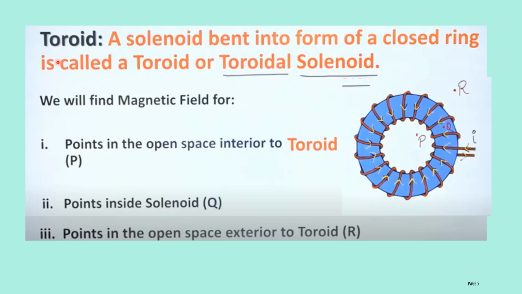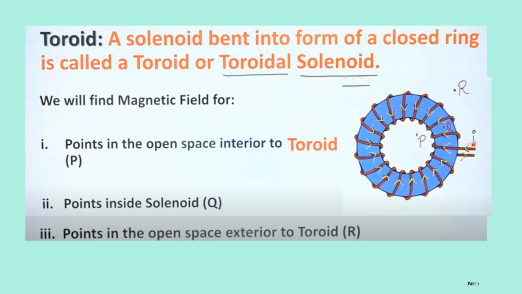Let us discuss the toroid. A solenoid bent into the form of a closed ring is called a toroid or a toroidal solenoid. This is also a type of solenoid. Here the wire is wound in the form of a spring or a circle.